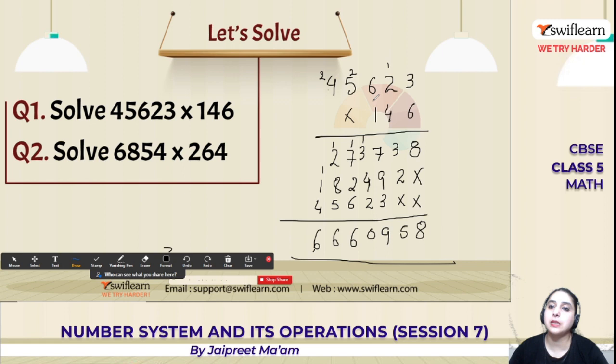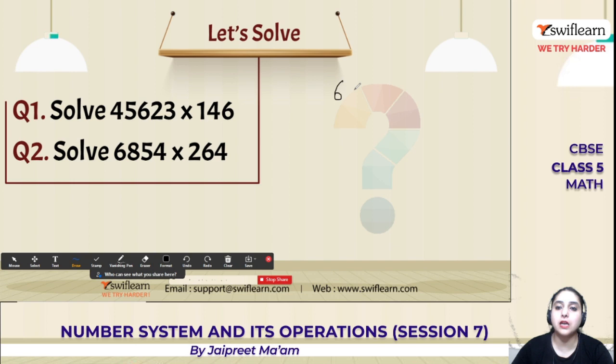So next question is we have to multiply 6,854 times 264, right? 4 times 4 is 16. 1 carry forward. 4 and 5 20. It become 21. 32, 34. 3 carry forward and is 27.